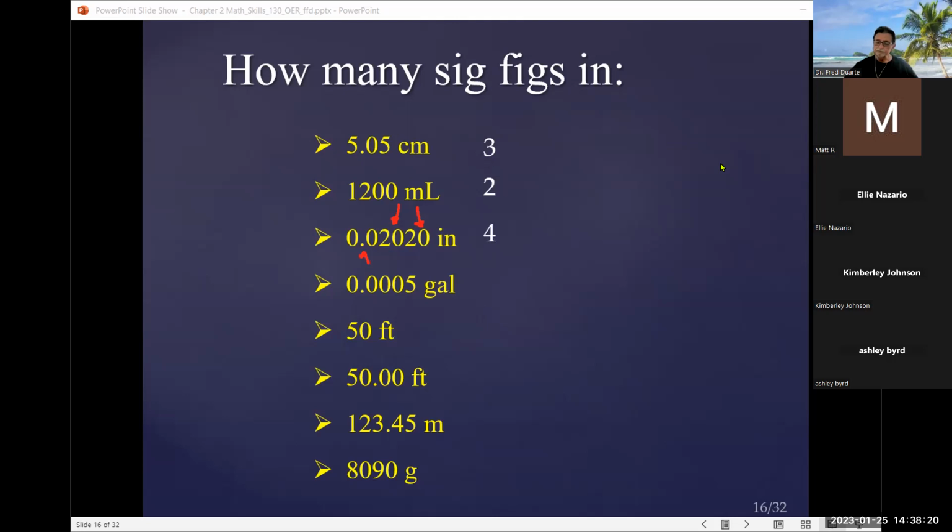Okay. Next one, leading zeros. But again, ask the questions for those 4 zeros. There's no integer in front of them, so they do not count. There's only one significant figure in that number. 50, same thing as a trailing zero. That zero doesn't count. There's only one sig fig, okay? No decimal point in there, so that zero does not count. 50.00, yes.